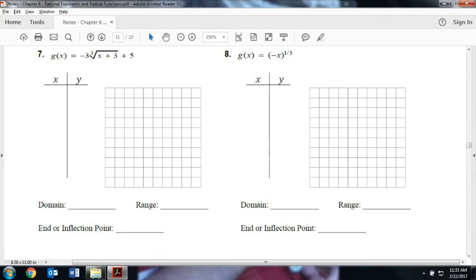Number 7 and number 8. 7 is still an odd numbered root, so this one has an inflection point. And the inflection point is at negative 3, positive 5.